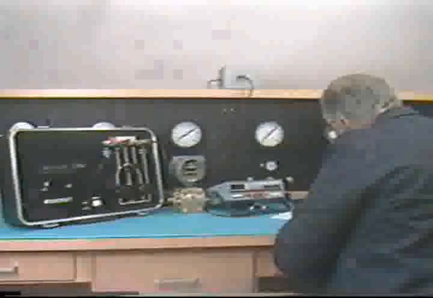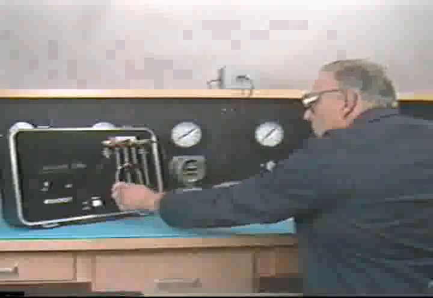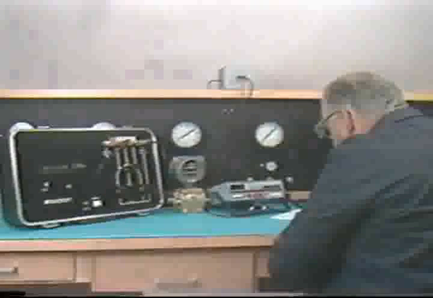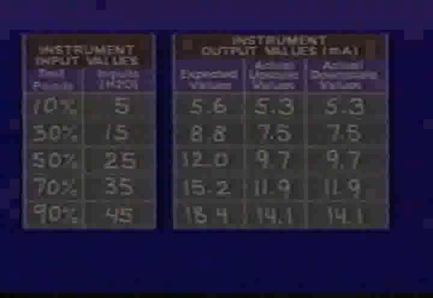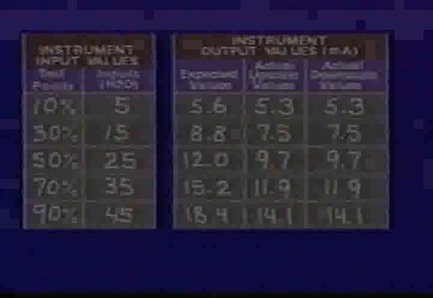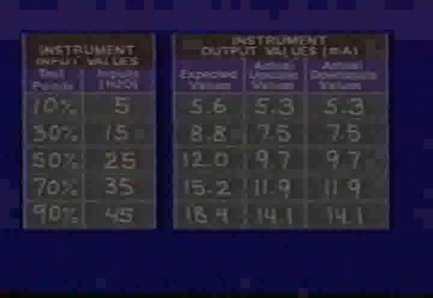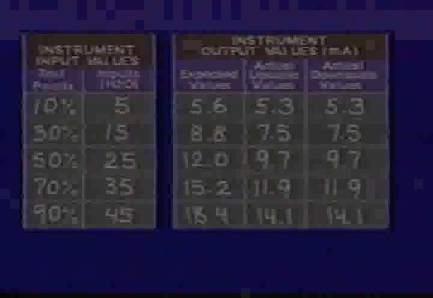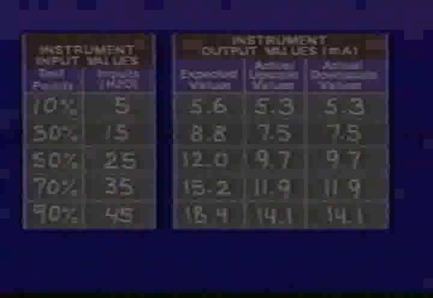A downscale check should also be performed to check for hysteresis. Hysteresis is an instrument error that's indicated by the offset between the reading for an upscale and downscale check. Often, the data from an instrument test is recorded on a calibration data sheet to help identify instrument errors. These readings are the result of the upscale and downscale check. The readings here indicate both a zero shift and a span error.